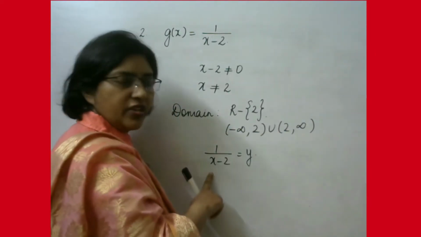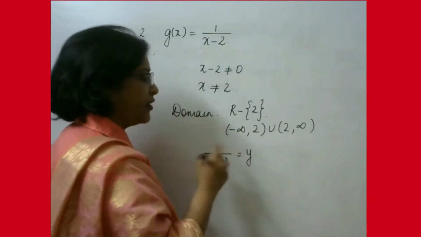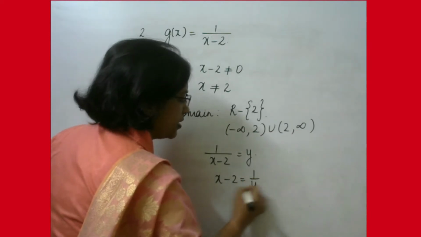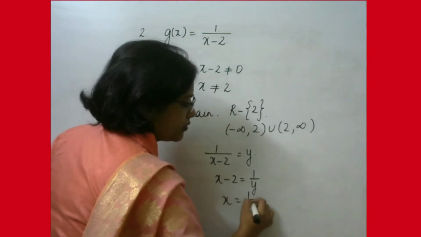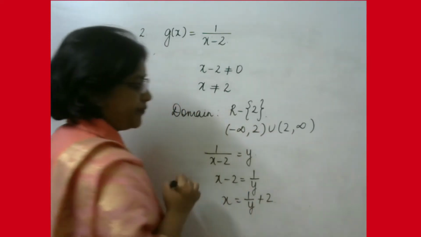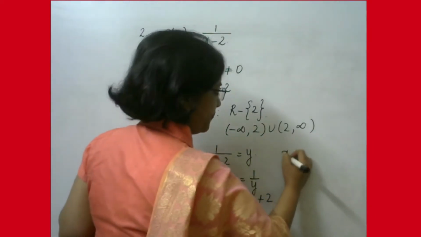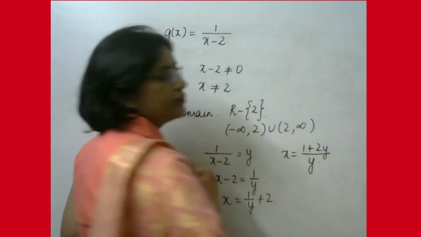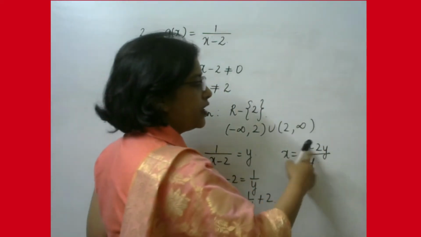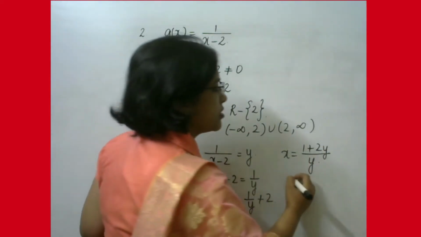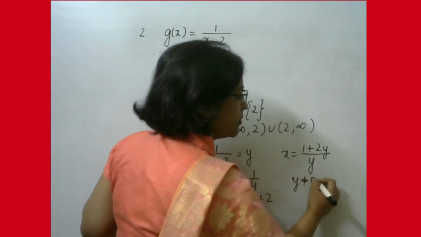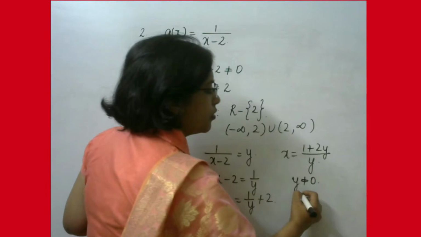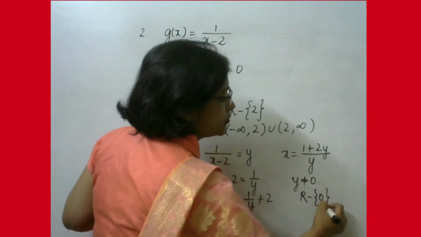To discuss about the range, let us equate to y and find x. So taking reciprocal on both the sides, and if you take LCM, so once again, if the denominator is non-zero, this will be defined, so y should not be equal to 0, and so the range will be all real numbers except 0.